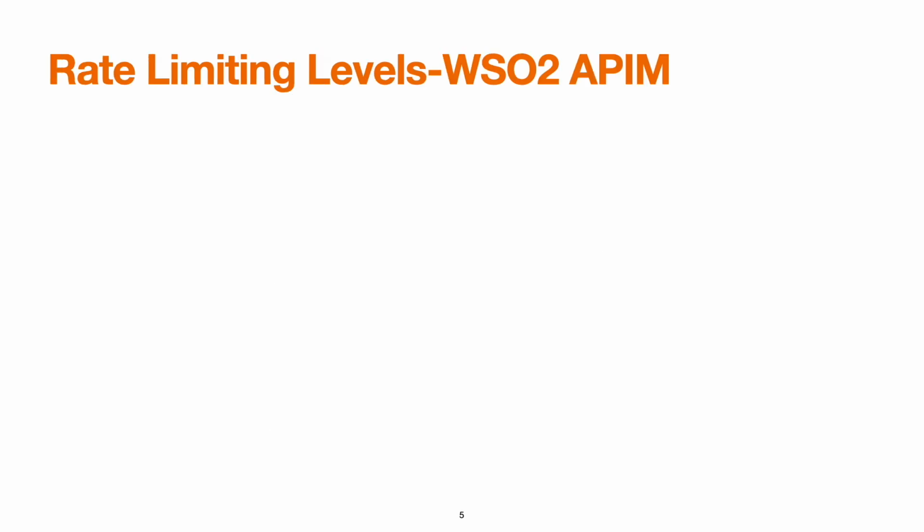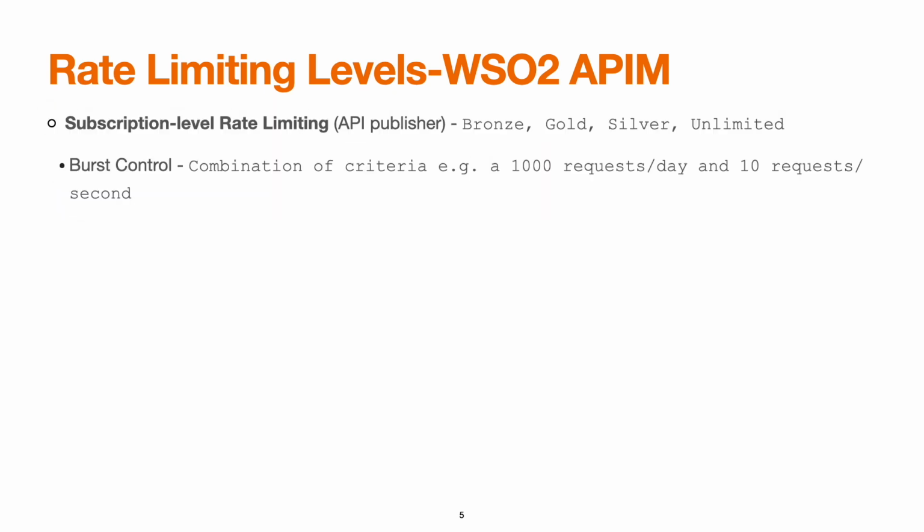Rate limiting levels in WSO2 API Manager. There are different levels of rate limiting, and we'll see them one by one in WSO2 API Manager. The first one is subscription level rate limiting that we can configure through the API Publisher portal. Typically, it is called a business plan, which is bronze, gold, silver, or unlimited.